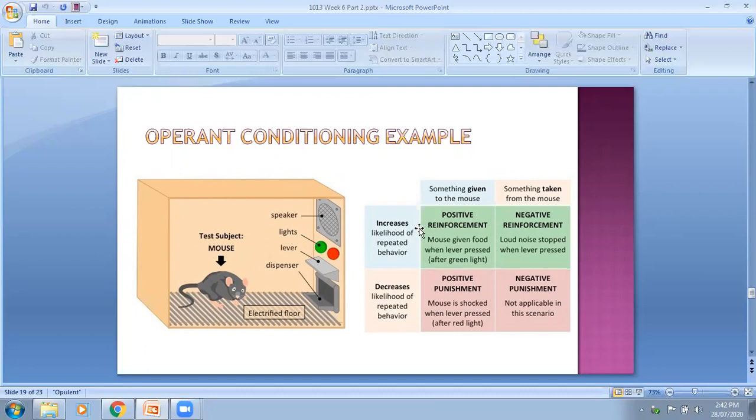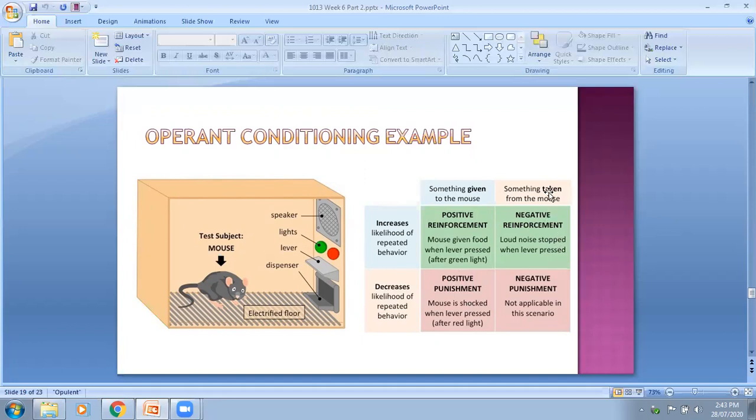So that positive reinforcement increases the likelihood that the mouse is going to keep pressing the lever because something was given to them, which was food. Okay? If the mouse presses the red light, however, they're going to get an electric shock. Okay, so it's positive, they're getting the shock. It's punishment because they're getting the electric shock. So it's going to decrease the likelihood of the repeated behaviour.